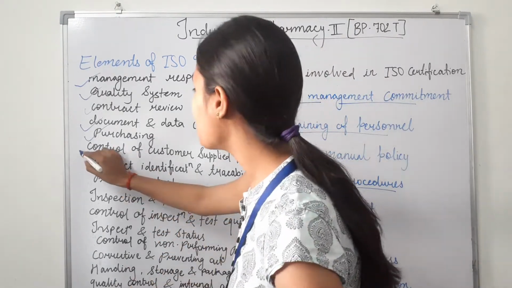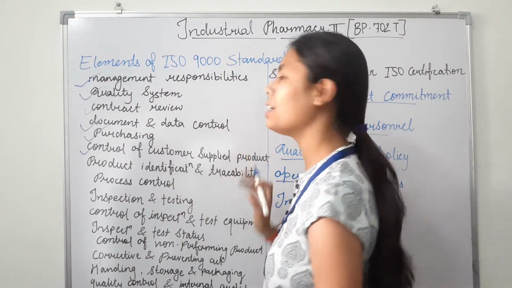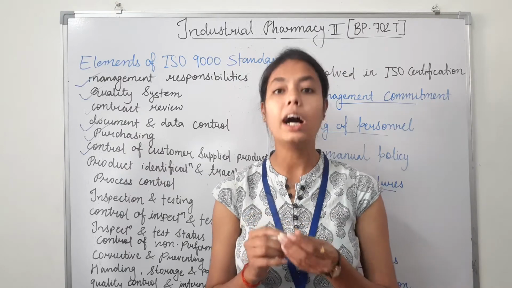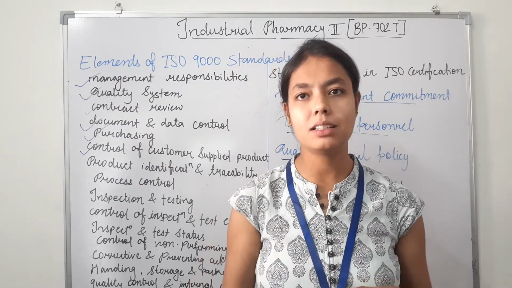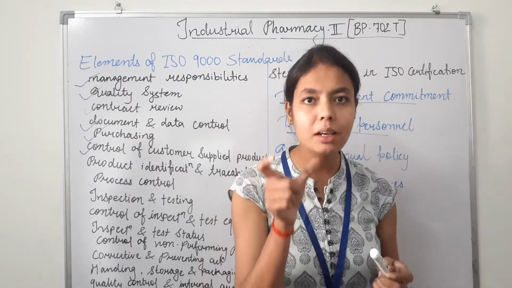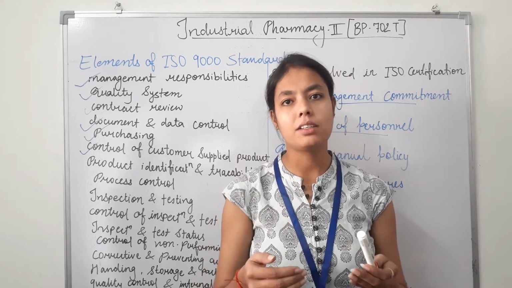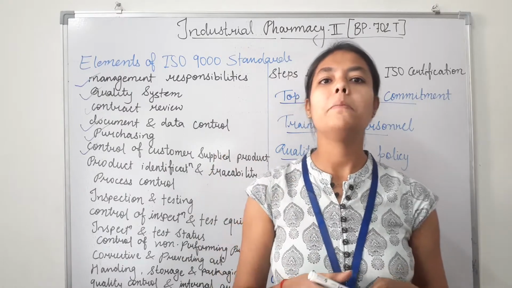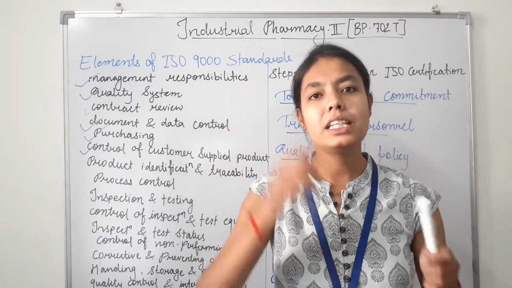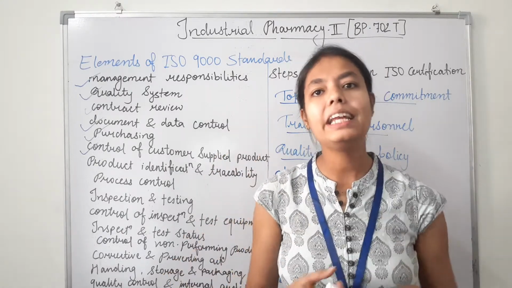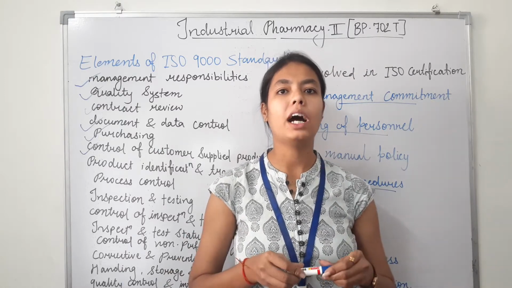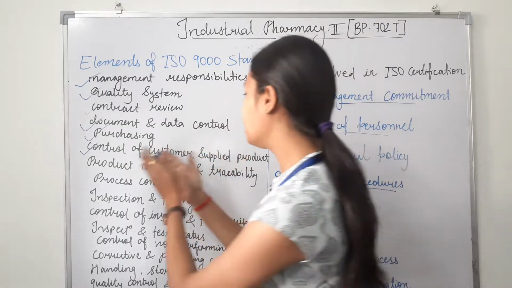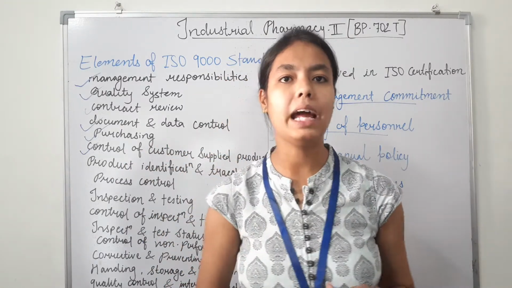Apart from that, the next one is control of customer supplied product. If we talk about customer supplied product, it deals with the purchaser supplies. Here the purchaser means the external customers. In manufacturing, the external customers may make the free issue, which is where they provide the materials for incorporation in a product they ultimately buy back. So this is about the control of customer supplied product.